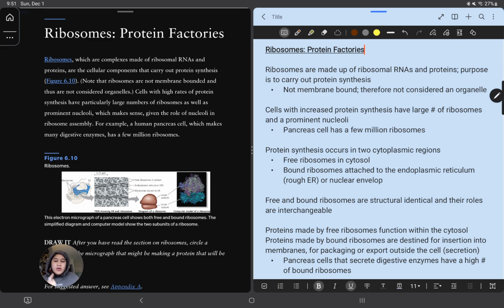So now moving forward, ribosomes, protein factories. Ribosomes, which are complexes made of ribosomal RNAs and proteins, are the cellular components that carry out protein synthesis. Note that ribosomes are not membrane-bounded and thus are not considered organelles. Cells with high rates of protein synthesis have particularly large numbers of ribosomes as well as prominent nucleoli, which makes sense given the role of nucleoli in ribosome assembly.